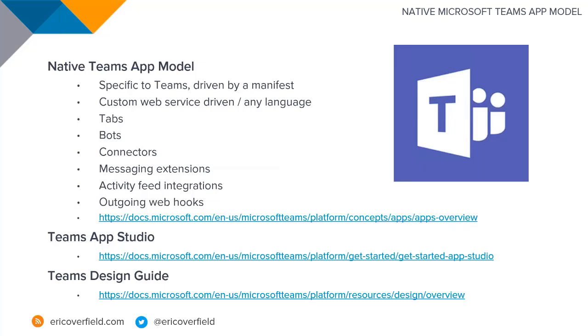You can also build connectors. This is a way to connect effectively with external sources, such as maybe Twitter or Twilio or Jira, where you want to put messages into your Teams channel. And when those messages come back, they could be adaptive cards, they could be messaging extensions as well, so that you can really interact with the conversations. You can even have activity feed integrations. You can push content into people's activity feeds using your apps.